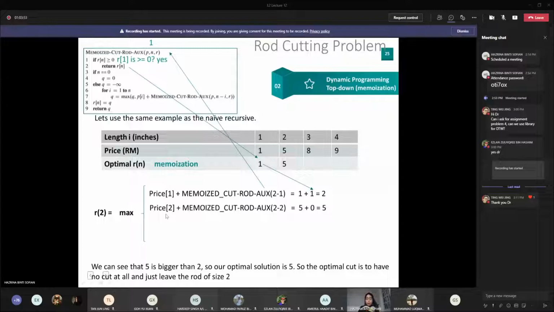Then we have another scenario where we don't cut at all. The price of 2 is 5 ringgit, and then 2 minus 2 is 0. If 0, it will return 0. So 5 plus 0 is 5 ringgit. So now this is the use of the maximum. We have 2 ringgit or 5 ringgit. Therefore, we only store the maximum value, which is 5. So we put here 5 ringgit.